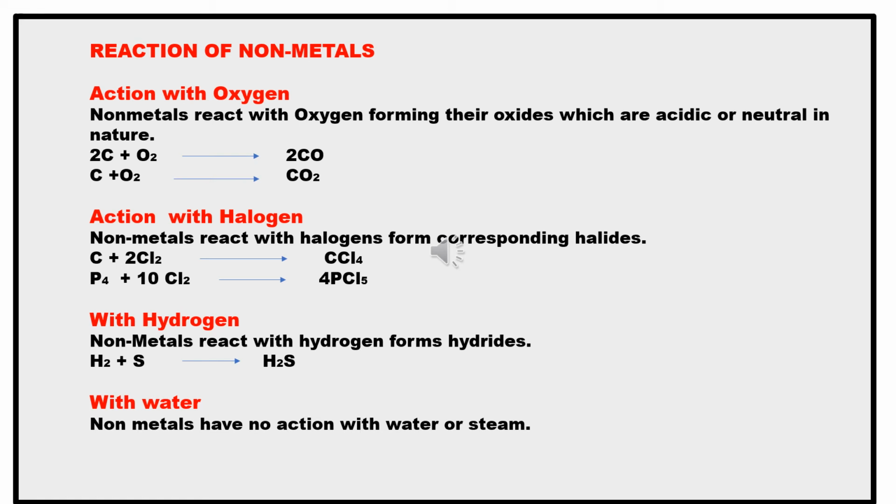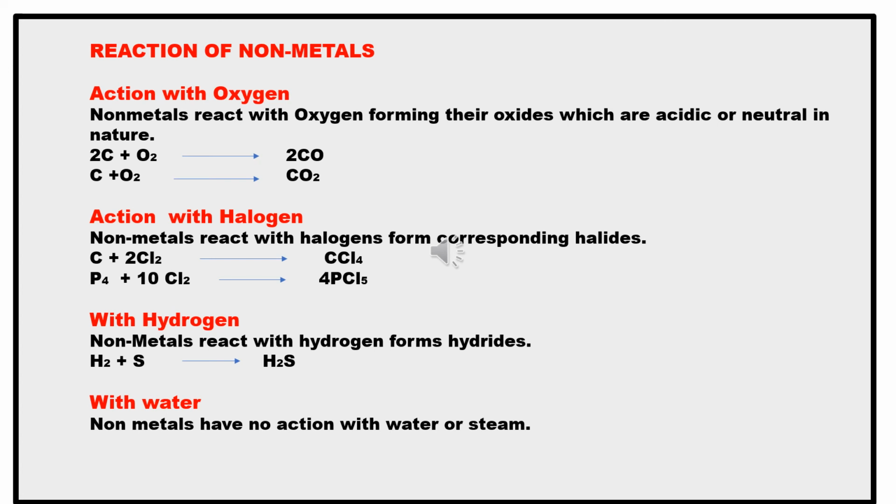We have already learned that metals when they react with oxygen form metallic oxides. Non-metals react with oxygen forming their oxides, which are acidic or neutral in nature. Metals when they react with oxygen form oxides which are basic. And we have even seen amphoteric oxides, the metallic oxides which can act both as an acidic oxide and a basic oxide. But non-metals when they react with oxygen form oxides which are acidic or neutral in nature.